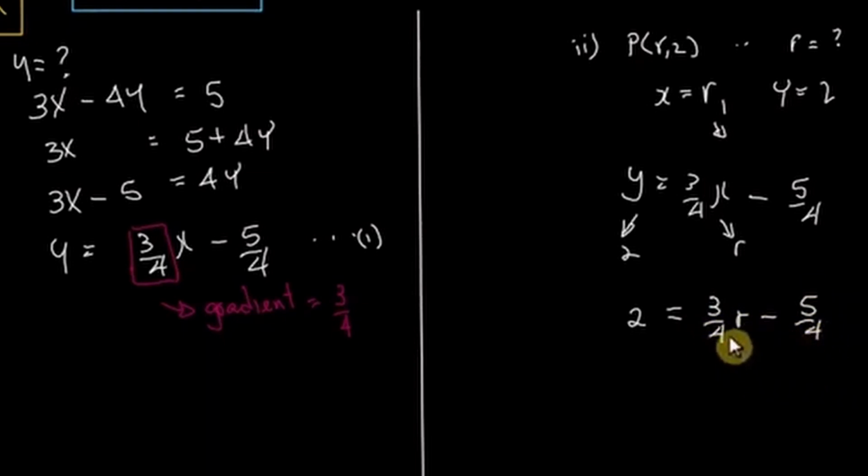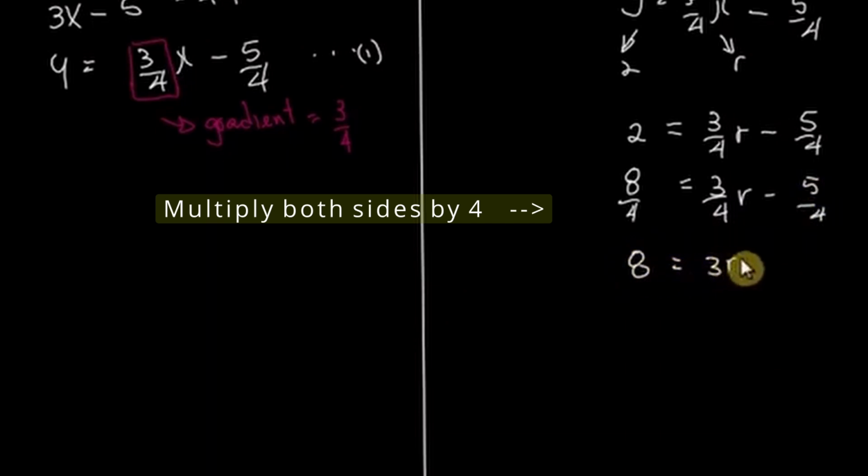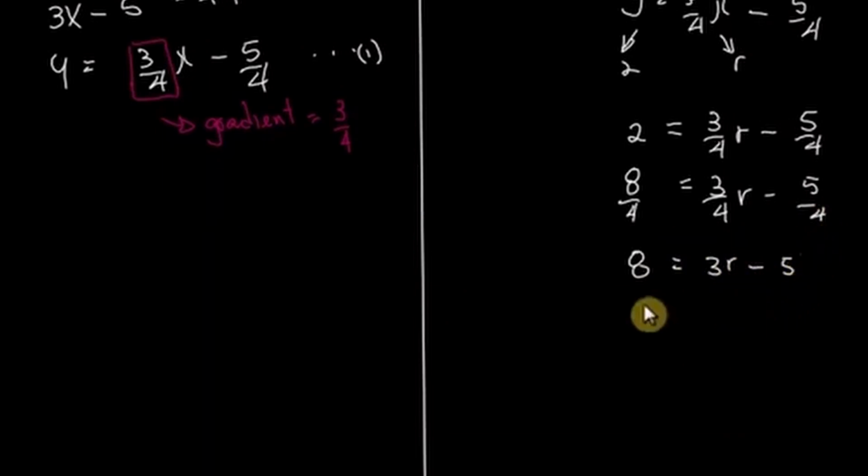A quick way to do this is to use a common denominator of 4. So we change this to an equivalent fraction with a denominator of 4. So that will be the equivalent of 8 over 4, which is the same as 2, is equal to 3 over 4 r minus 5 over 4. So now we can write simply as 8 is equal to 3r minus 5. The denominators will pretty much eliminate themselves. And here we get 3r is equal to 8 plus 5. And therefore r is equal to 13 over 3.